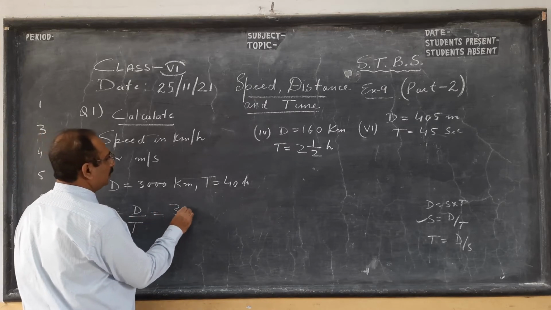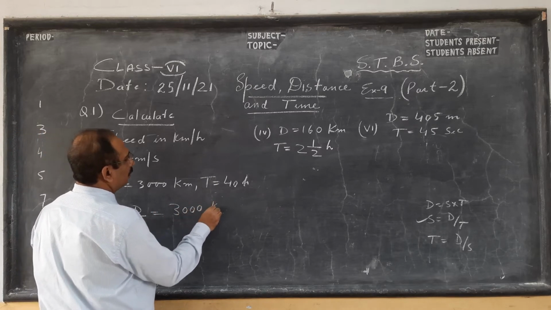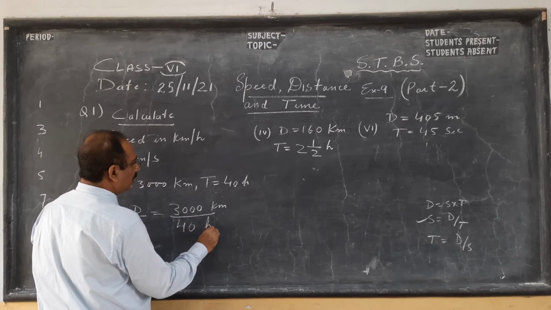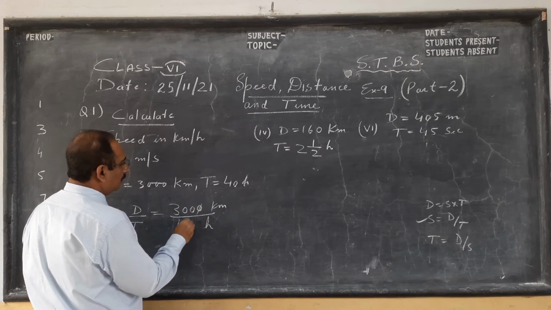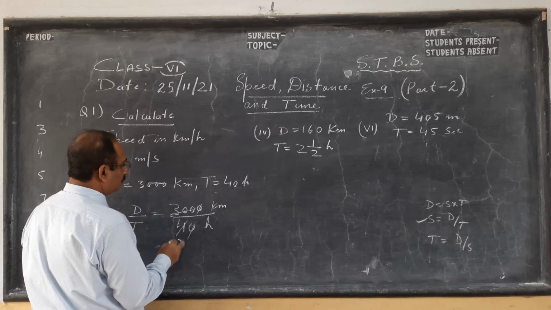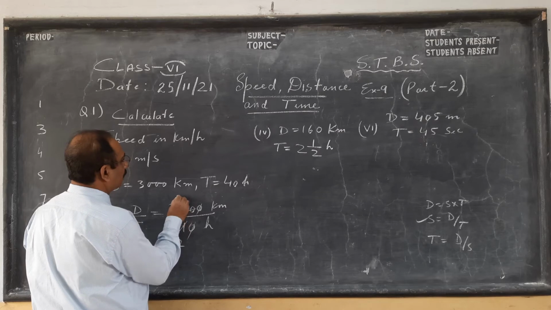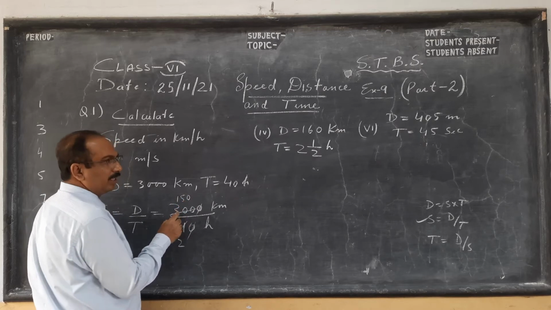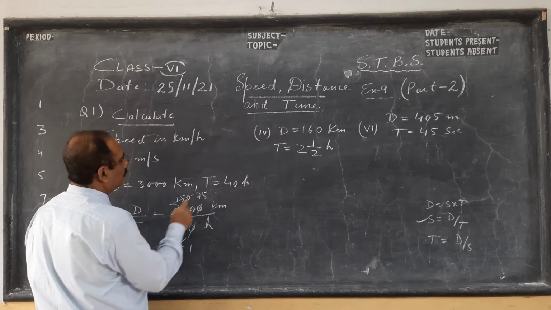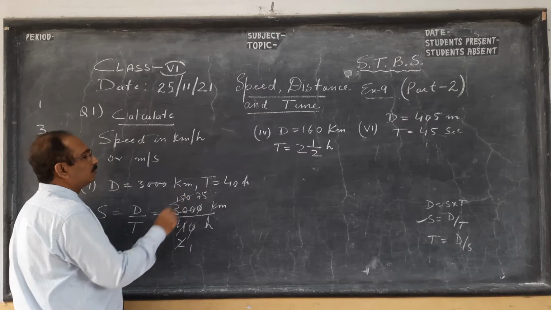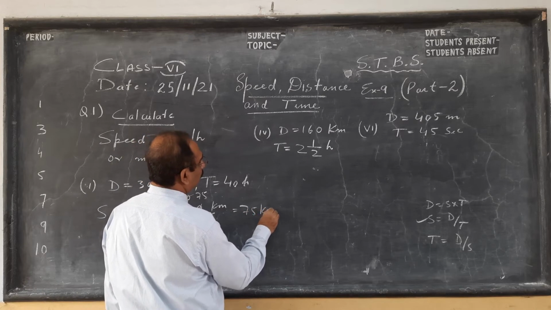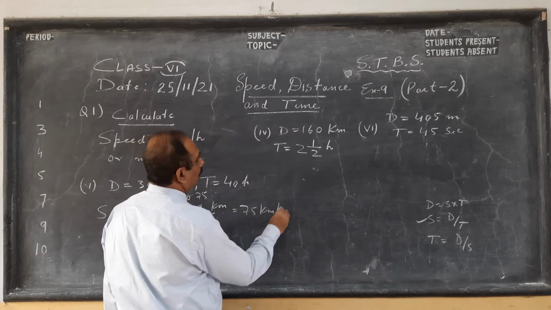So distance, children, is 3000 kilometer. You can write the unit also, children. 40 hours. So let us cancel: 4 divided by 2 gets 2, 2 2s are 4, and this will become 150. When you divide by 2, generally, children, it becomes half. 2 5s are 10, 2 5s are 15, 1 carries. So this is 75 kilometer per hour.